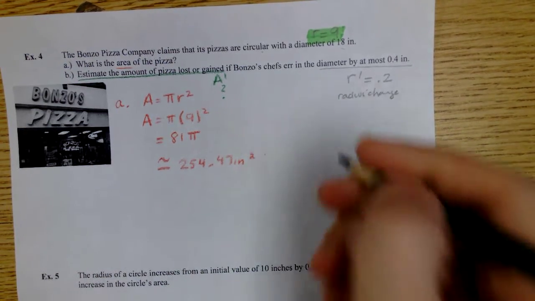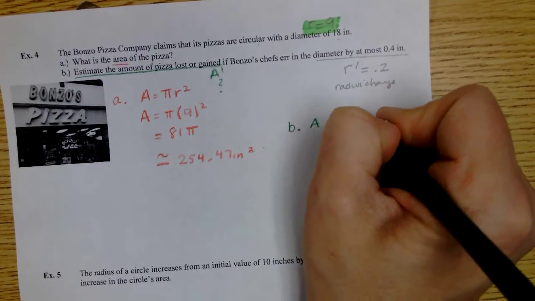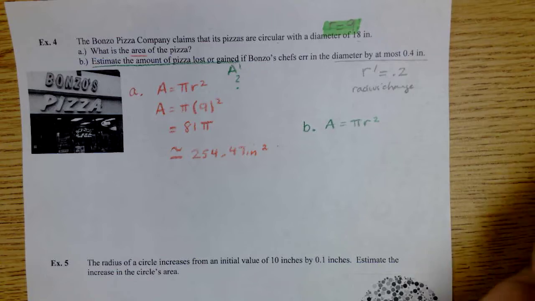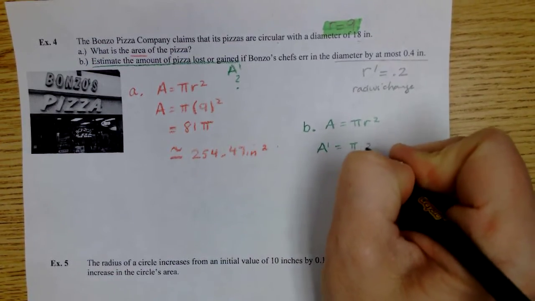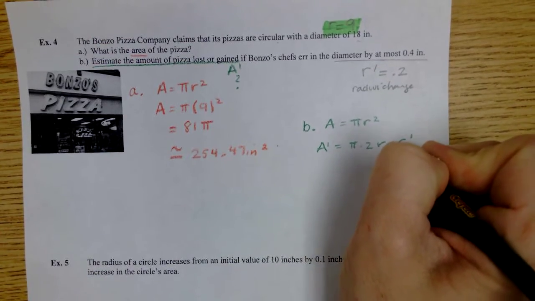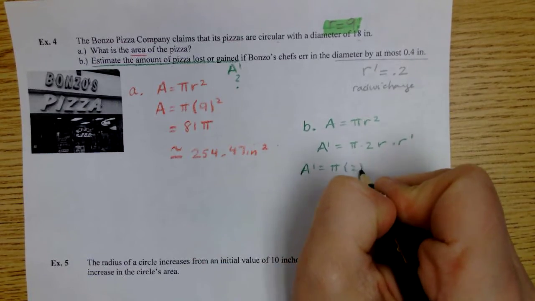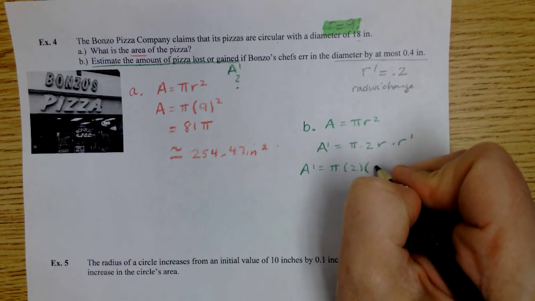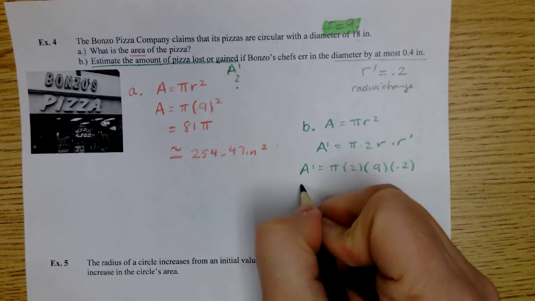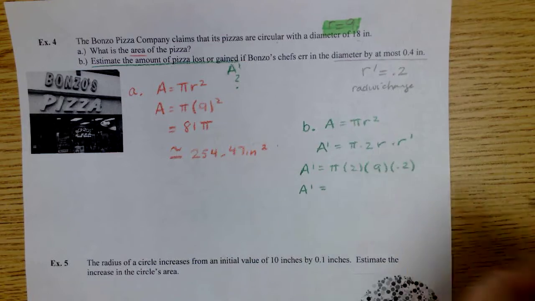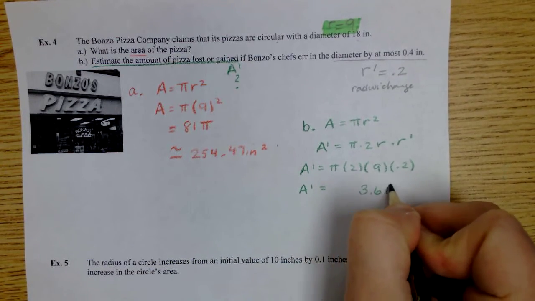Okay? So when we go to part B, which I'm going to write over here, area equals pi r squared is the geometric formula. But we're talking about the change in variables, so I'm going to have to switch this to A prime. And then I'm going to fill in. Now, if you put this into the calculator, you're going to get 3.6 pi.